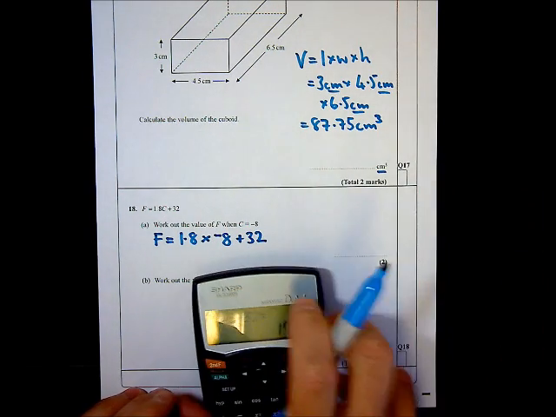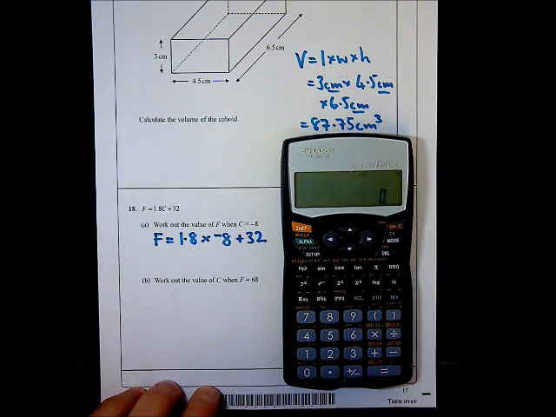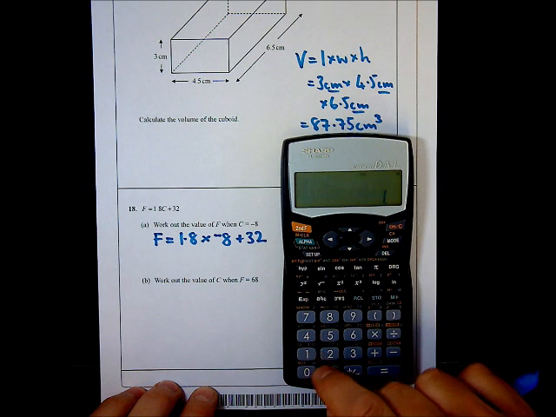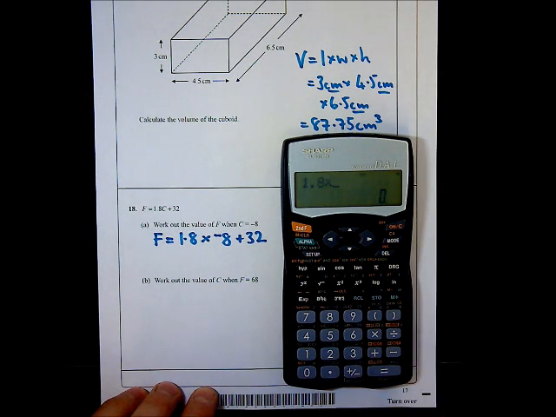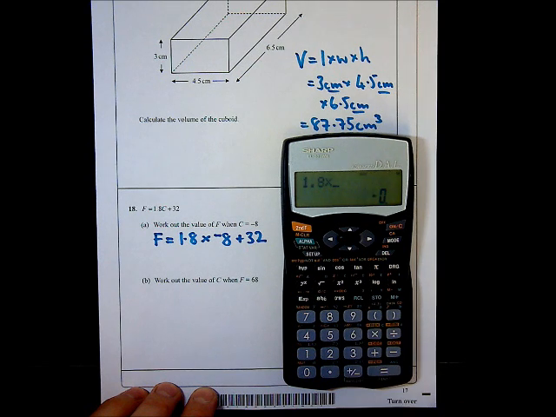Now, if you're comfortable using your calculator and you're happy that this is going to be done in the right order using the rules of BODMAS, you can enter that directly into your calculator, provided you're able to find the negative button on your calculator, which is down the bottom here. So negative 8, now I need to add 32. And that's going to give me my answer of 17.6.